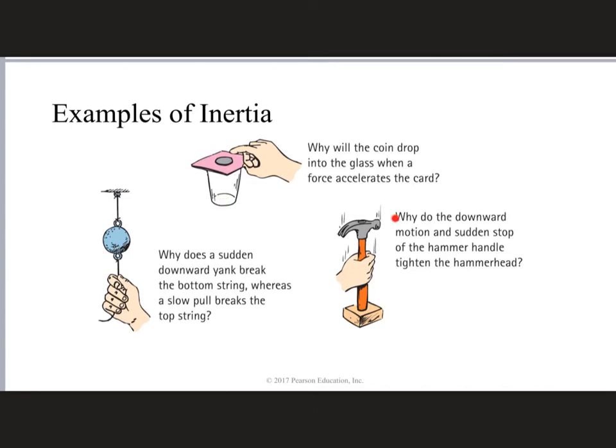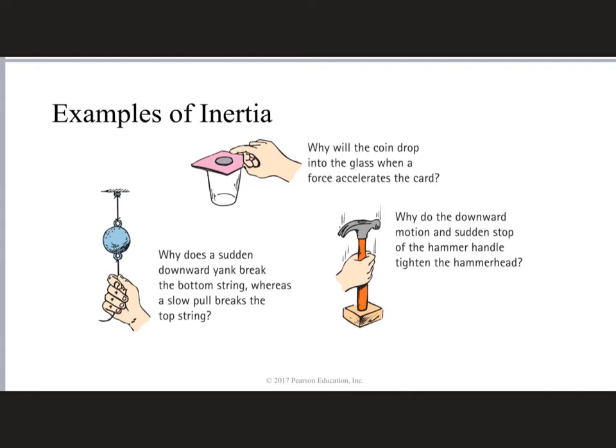So here's another question. Why do the downward motion and sudden stop of a hammer handle tighten the hammer head? If you've got a hammer that's loose on the handle, if the head is loose on the handle, and you slam the butt against the floor or against the tabletop, well, the entire hammer, including the head, is moving down, and then all of a sudden the hammer hits the tabletop and the wooden part stops. But that head was already moving straight down, so it wants to keep moving straight down. So basically it hammers itself down onto the handle harder, and that will tighten it up.